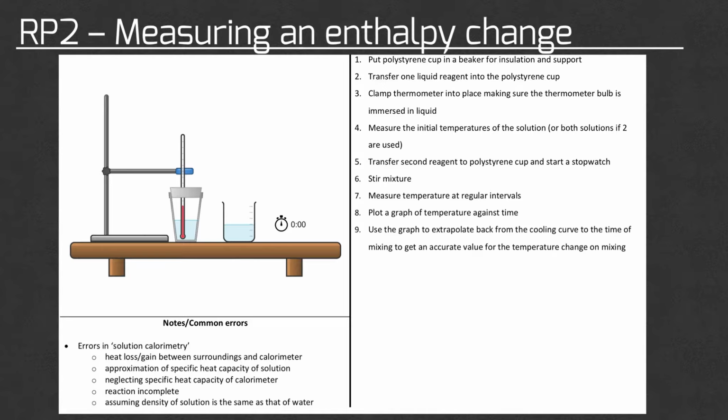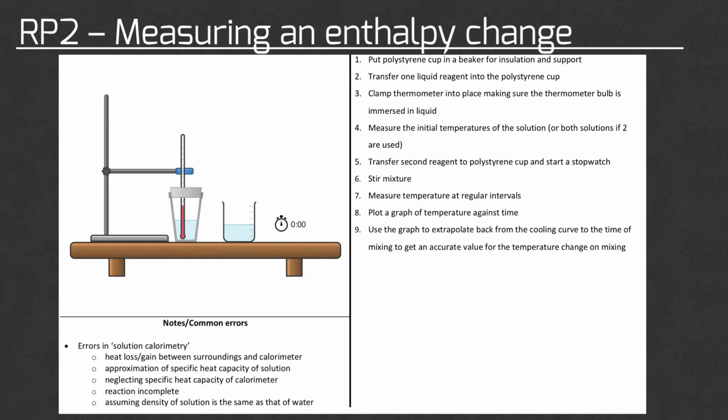Some things to be aware of during this practical: some common errors you might be asked in an exam question. So what errors might there be using this solution calorimetry? You would have some heat loss or gain between the surroundings and your polystyrene cup. So even though we've insulated the best we can, there might still be some heat loss, so your reading might not be entirely accurate. This is just an approximation of the specific heat capacity of a solution. So even though we've got a value for the specific heat capacity, that value is still an approximation, so any errors in that will be carried forward to our calculations.